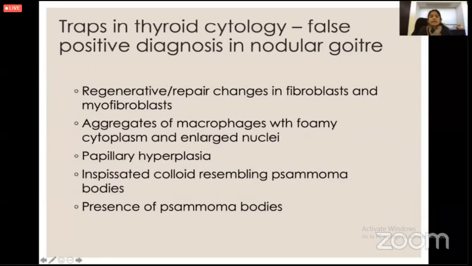Then macrophages and all, if they are aggregates and have enlarged nuclei, sometimes you can have a papillary hyperplasia, but look at the nuclear features more properly. You can have an inspissated colloid resembling a psammoma body, and there could sometimes be a calcified psammomatous body, and not all of them are. So always look into the nuclear details more carefully.